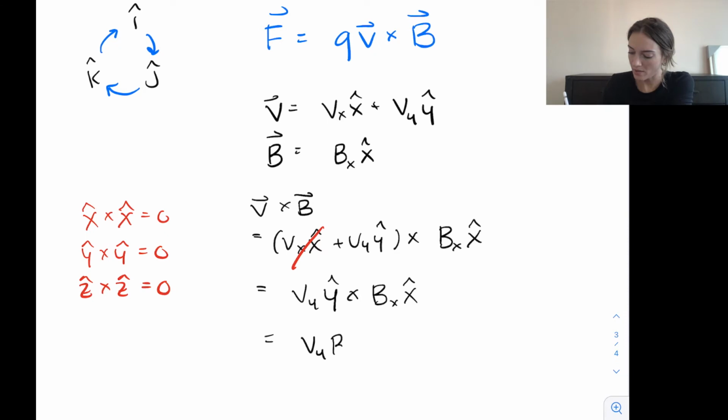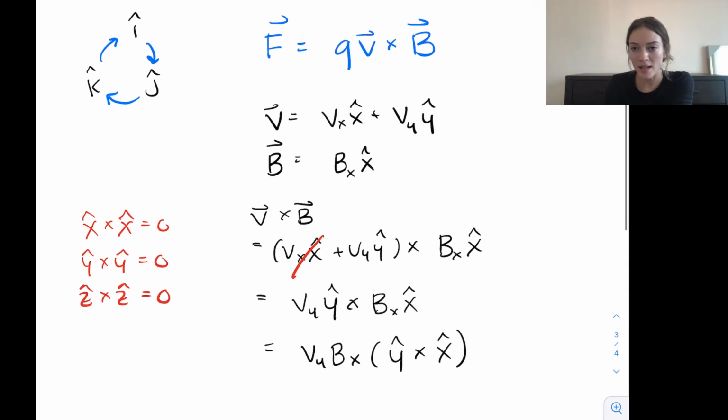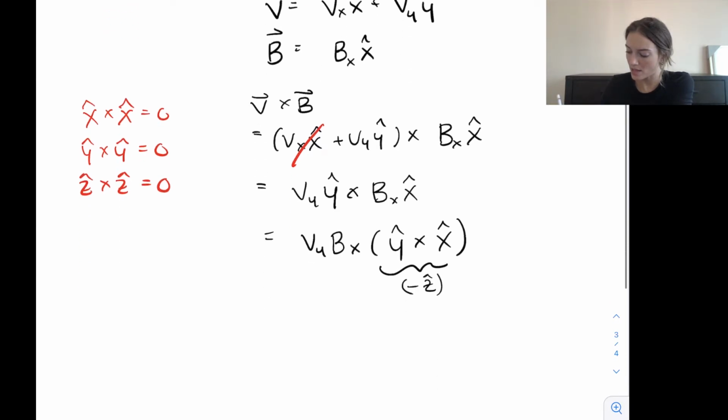So I have Vy times Bx, and then I have y hat cross x hat, and then we can just look at our little circle here and say, okay, y hat crossed into x hat is negative k hat or negative z hat. So this would just be negative z hat, and then your answer would just be Vy times Bx negative z hat.